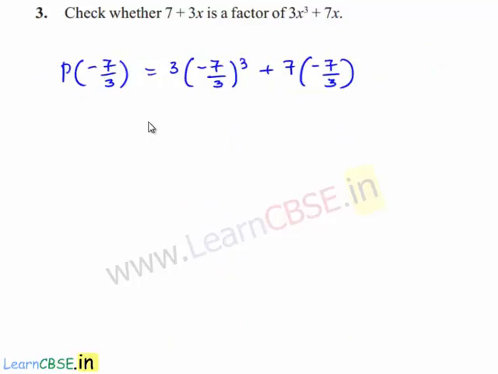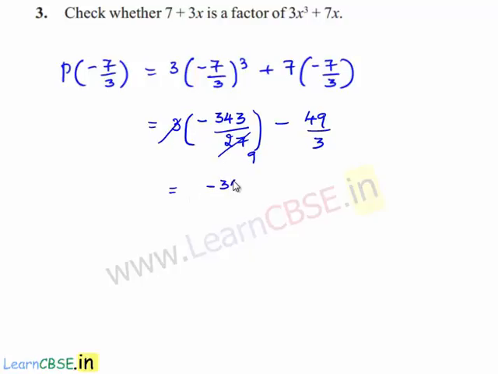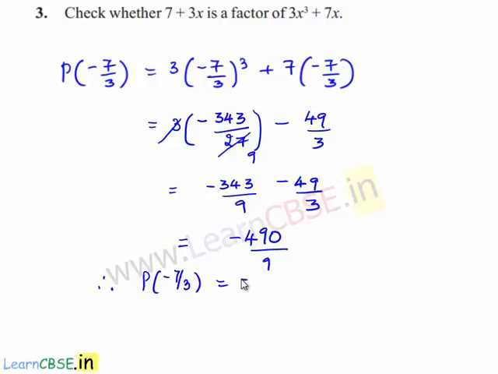So on simplification, we get 3 times minus 343 divided by 3 cube is 27, minus 7 times 7 is 49 divided by 3. 3 goes in 27 as 9. We get minus 343 divided by 9 minus 49 by 3. On simplification, we would be getting minus 490 divided by 9. Therefore, p of minus 7 by 3 is minus 490 divided by 9, which is not equal to 0.